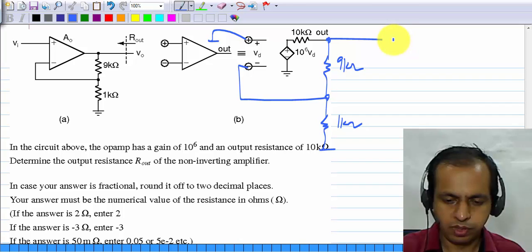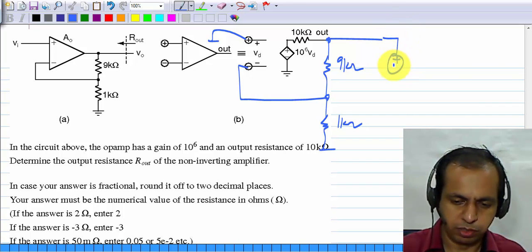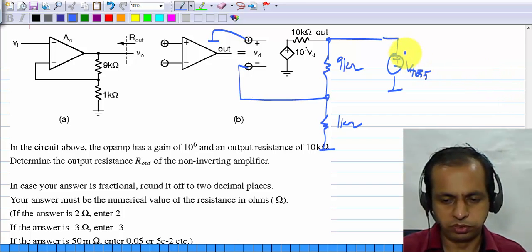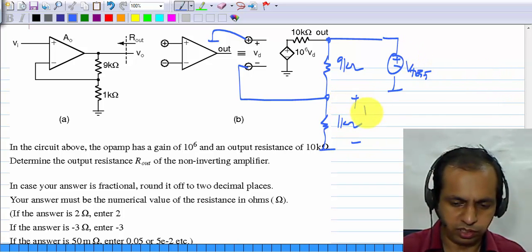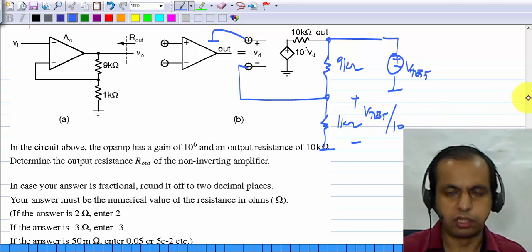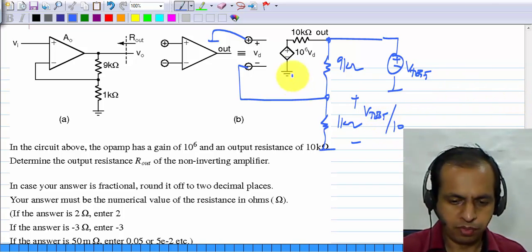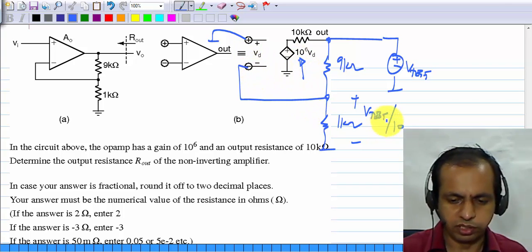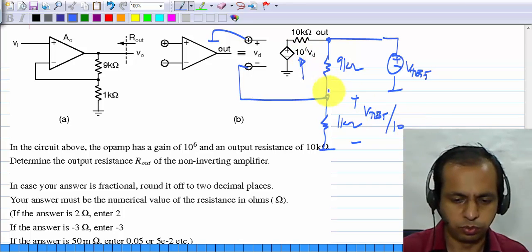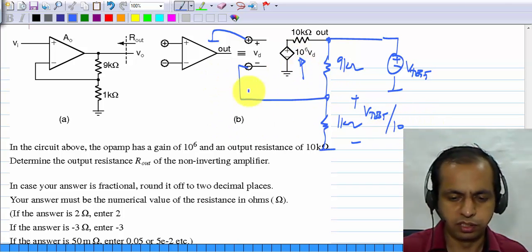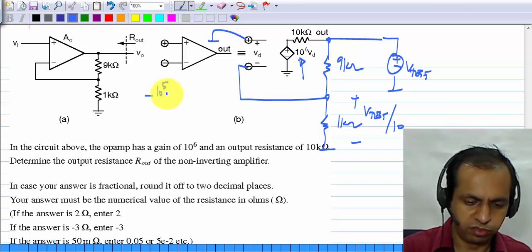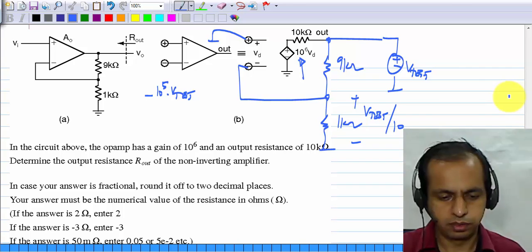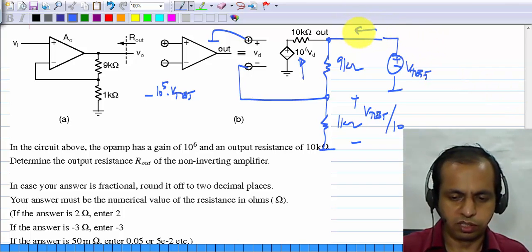Okay, and let's say we apply a test voltage Vtest here. Now, because you have Vtest connected here, across this you get Vtest by 10. Okay. So this voltage here, Vd by the way, is minus Vtest by 10. So this voltage here will be 10 to the 6 times Vd, which is minus 10 to the 5 times Vtest. Okay. So what is the total current that flows here?